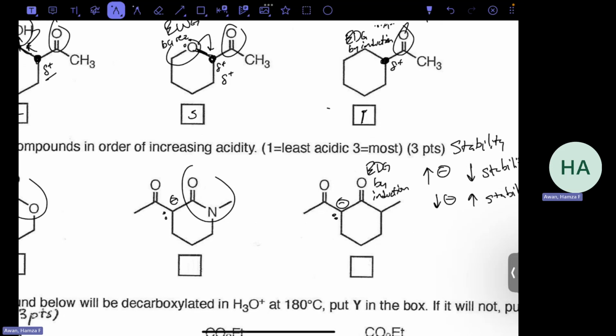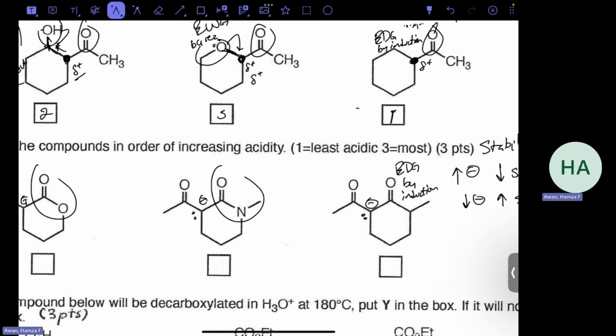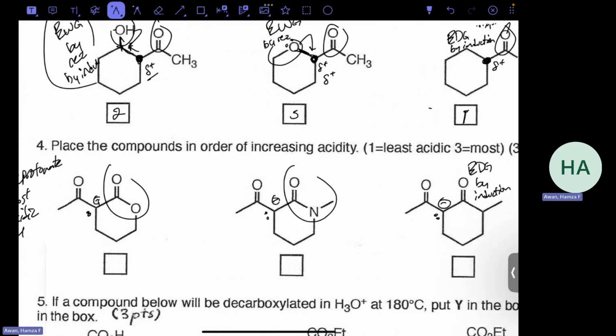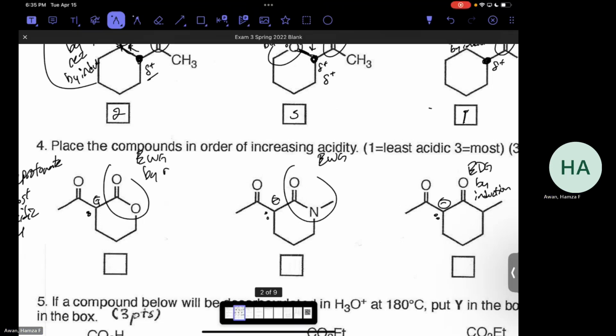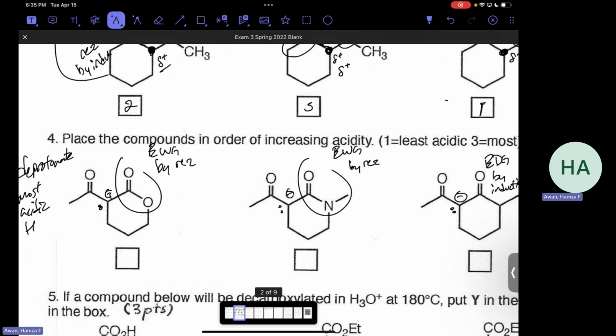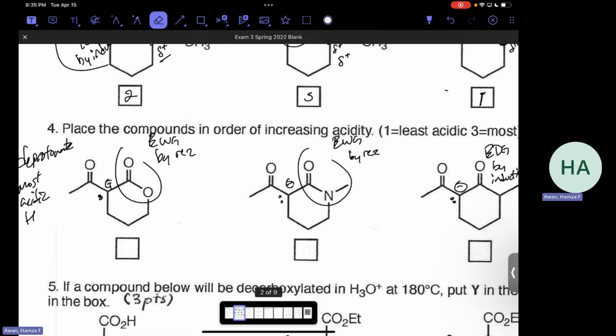So we'll just start with that. We have the electron donating groups by induction, and now we have two electron withdrawing groups. Both amides and esters are very strong electron withdrawing groups. So we have to decide which one is going to win. Which one is going to be the better electron withdrawing group?